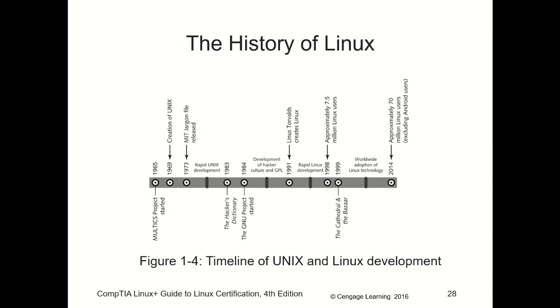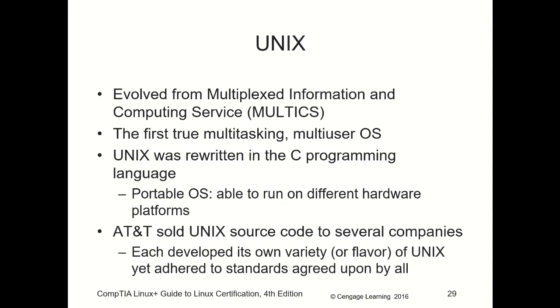And now look at it. The chart went up to 2014, but today also we have a lot of Linux users, and that doesn't even include the Android users. Linux was built following the Unix operating system, not from the Unix operating system. It was inspired by Unix, which evolved from the Multiplexed Information and Computing Service, Multics. The first true multitasking multi-user operating system was Unix.